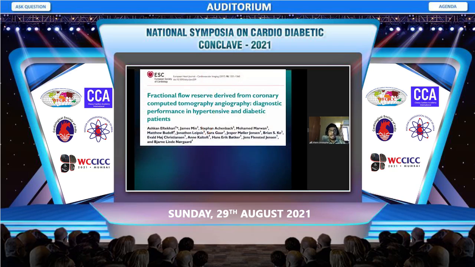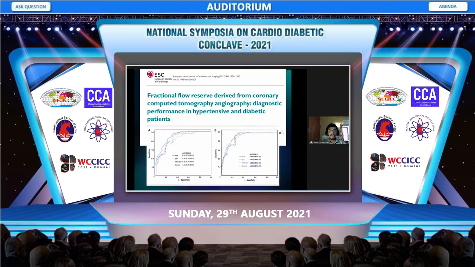It was at this point of time, and I must tell you that this is 2017 data, that they looked at hypertensives and diabetics with FFR-CT, which is the topic for today, and they found that the area under the curve doesn't differ whether you're hypertensive or diabetic, it is the same.